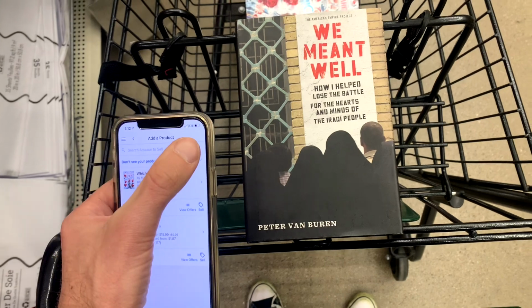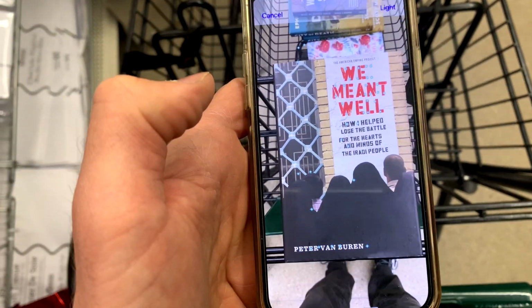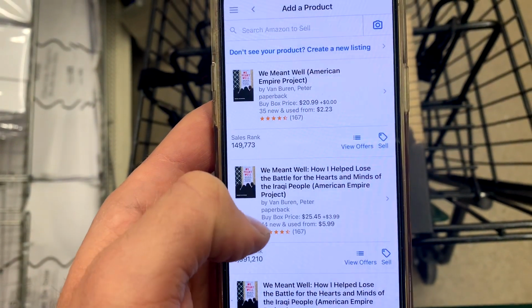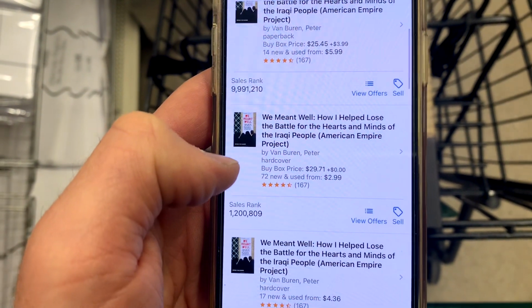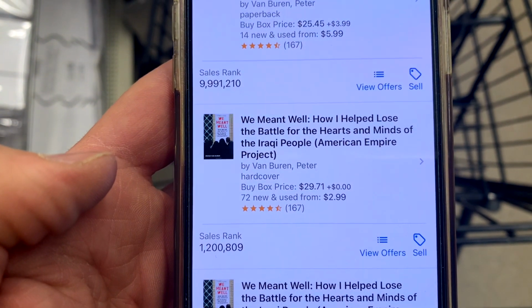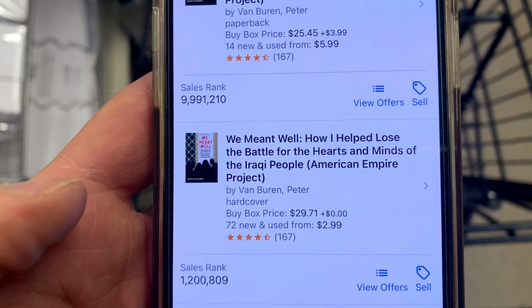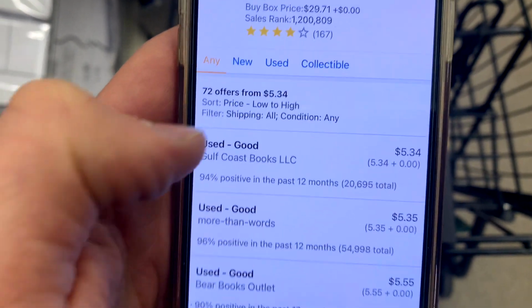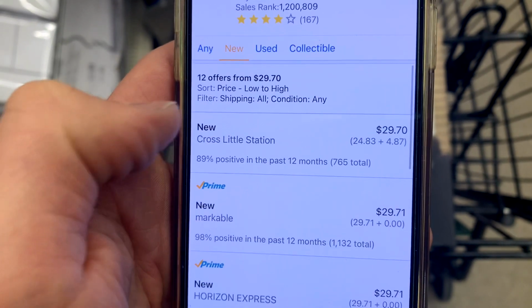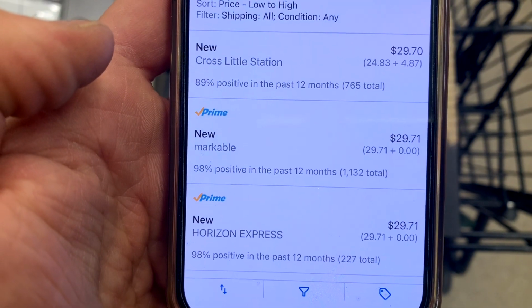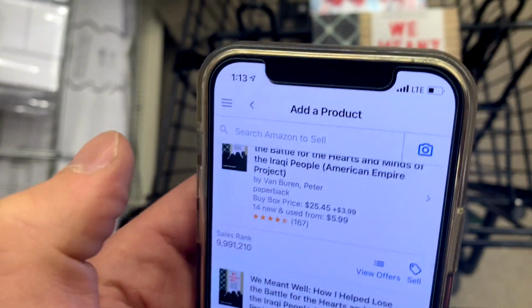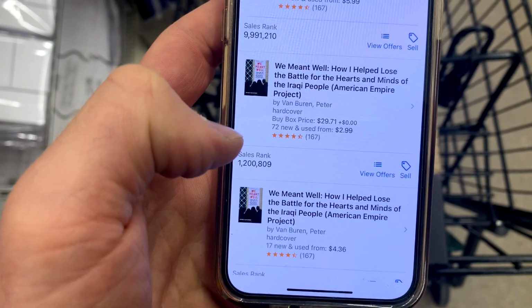Okay, here's another book that's profitable. Let's scan it with the Amazon Seller app. Okay, there's the paperback, and here's the hardcover. Okay, so the sales rank is above $1 million by a little bit. I don't like that, but I do like this buy box price of $29.71. So let's click on the offers here, and we're only looking at the new prime. Okay, so $29.71 is the buy box price to beat. So we'll go back to the product page, and we'll click there.